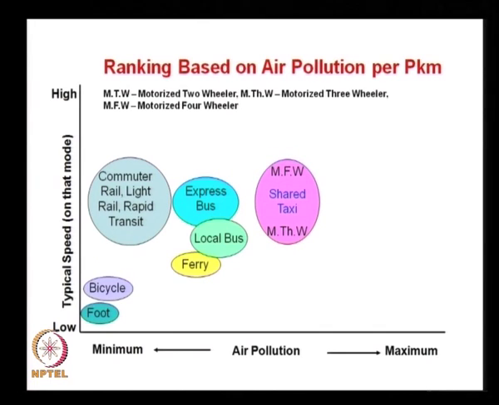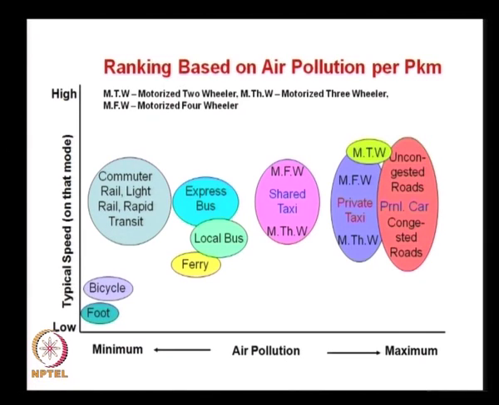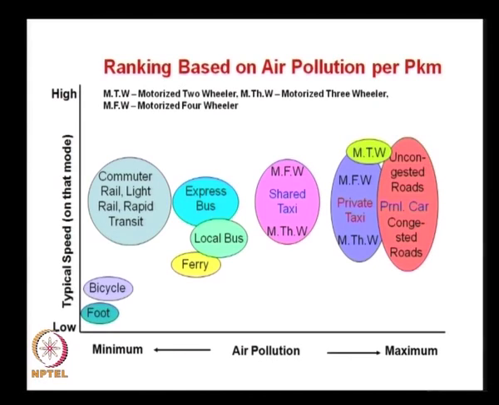Then shared taxi, then private taxi, a little more polluting, then motorized two-wheeler, and the highly polluting culprit is the personal car. So obviously planners have to encourage the least polluting modes, starting from foot, bicycle, rail system, bus system and ferry to some extent. And at the planning stage we need to give least importance to the other modes, starting from shared taxi, private taxi, personal car and so on.